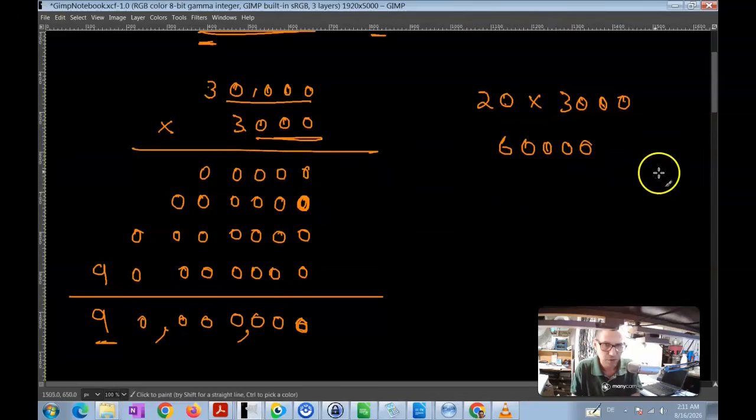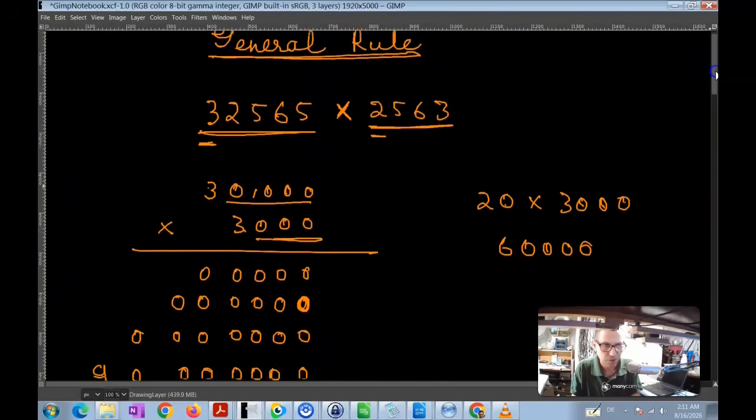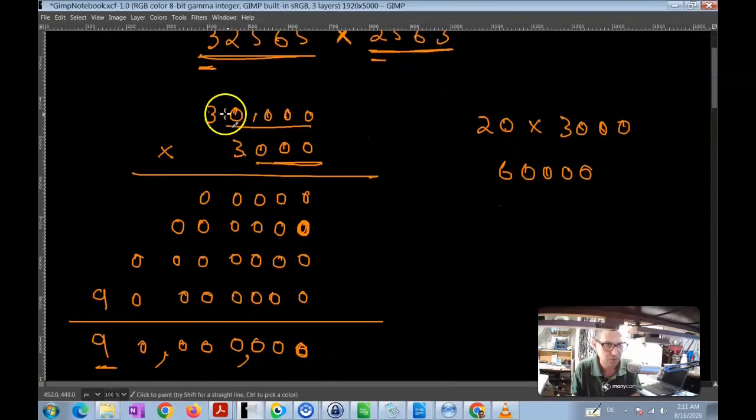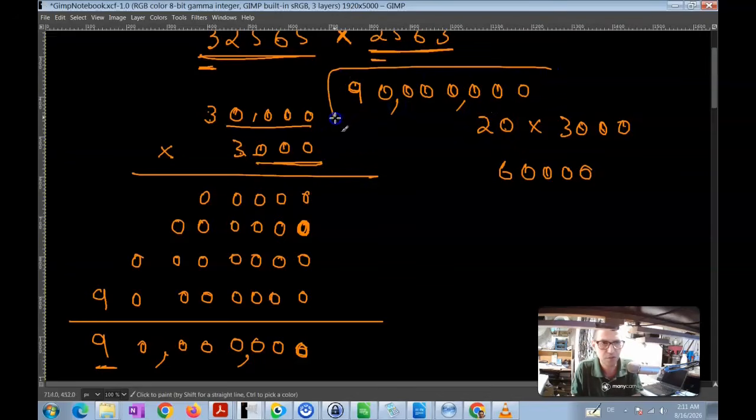So when you have a bunch of numbers like this, for example, 30,000 times 3,000, you simply multiply the 3 by 3, which is a 9, and then you have 4 zeros plus 3 zeros, which is 7 zeros, and that becomes your number.